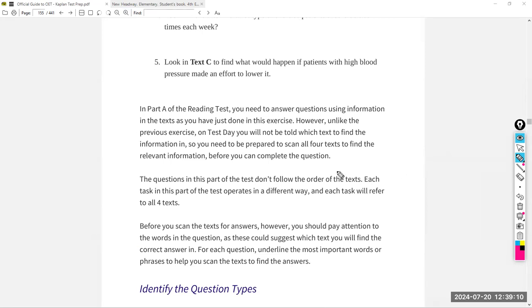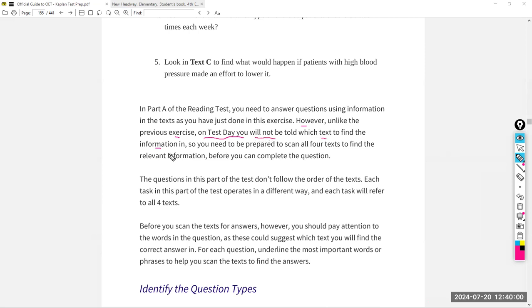Okay, so in part A of the reading test, you need to answer questions using information in the texts as you have just done in this exercise. However, unlike the previous exercise, on the day of the exam, you will not be told which text to find the information in. I mean, the texts are not going to be A, B, C, D like this. And as I told you, the questions are not mentioned in order. You have to be careful because maybe the correct answer to question number 1 is going to be in the last passage, and maybe the last question is going to be in the first text or text A. So please, it's not chronological order like some questions in the IELTS exam, okay?